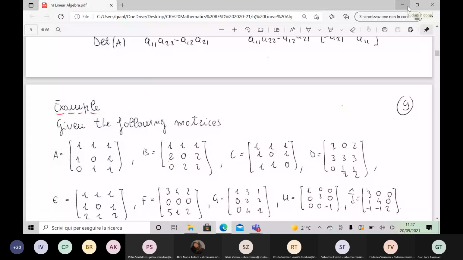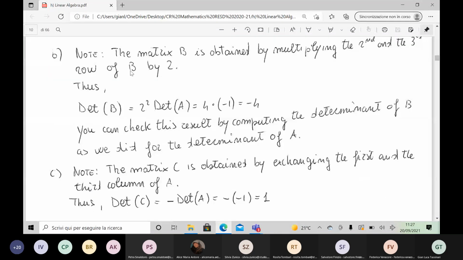the matrix B is obtained by multiplying the second and the third row of A by 2. Please write: of A by 2, page 10. So the determinant of B is equal to 2 to the power 2 times the determinant of A. The determinant of A was computed in point A and was -1, so 2 to the power 2 is 4, times -1 is -4. Let me go above because I do not have that.